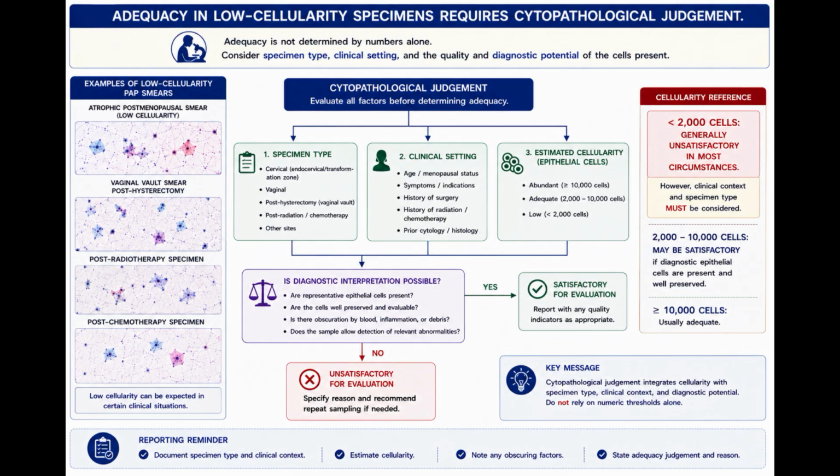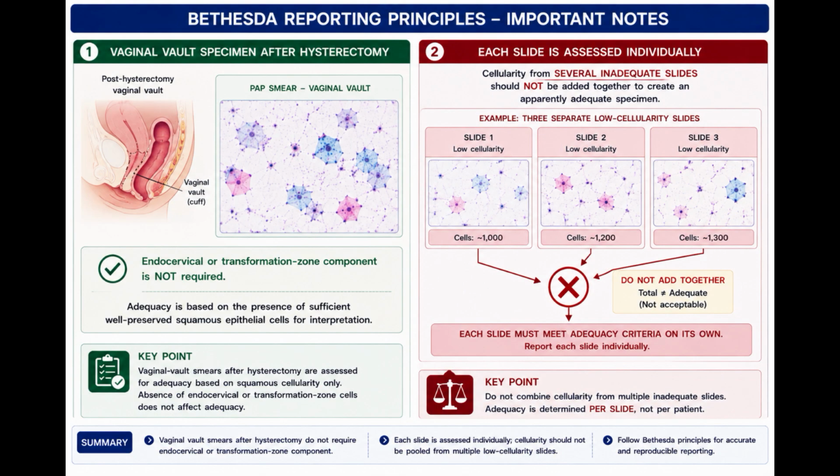Samples containing fewer than approximately 2,000 cells are generally unsatisfactory in most circumstances, but the specimen type and clinical setting must be considered. A vaginal vault specimen after hysterectomy does not require an endocervical or transformation zone component. Similarly, adequacy is assessed for each slide individually. Cellularity from several inadequate slides should not be added together to create an apparently adequate specimen.